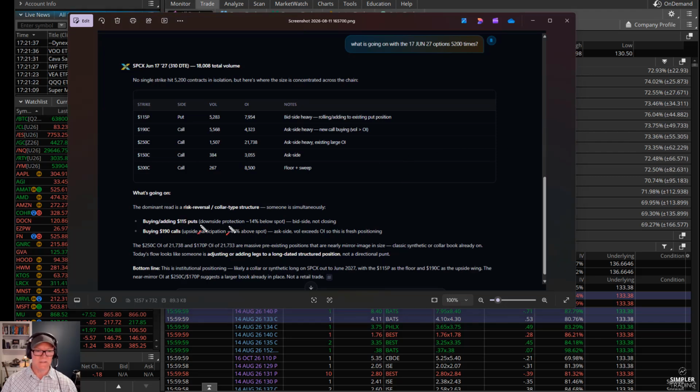But the bigger reason is that these are not fresh hits, right? And I'll show you what I mean. It's a massive pre-existing position that's nearly mirrored on each side, a classic synthetic or collar book that's already on, and people are adding to that or repositioning it a little bit, right? Bottom line, this is institutional positioning.